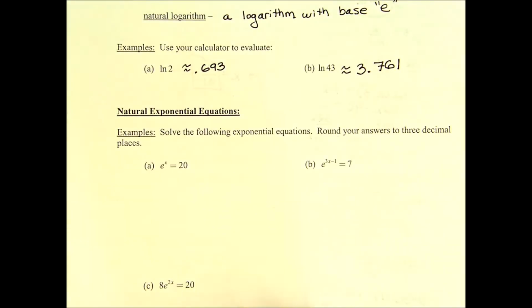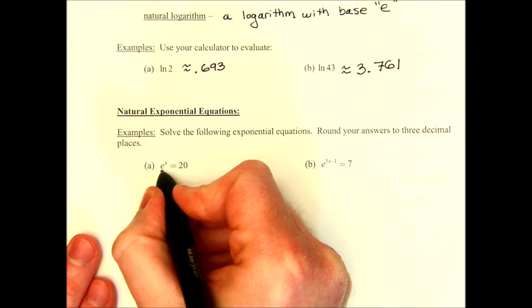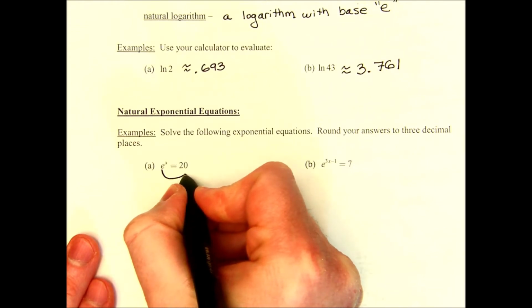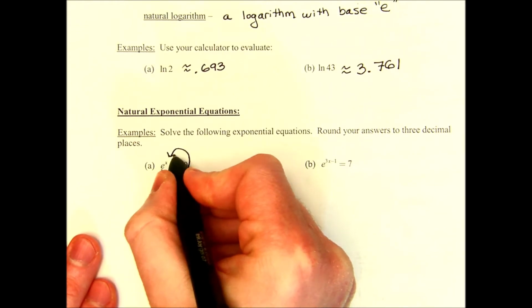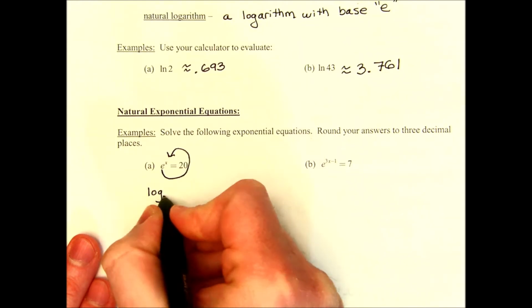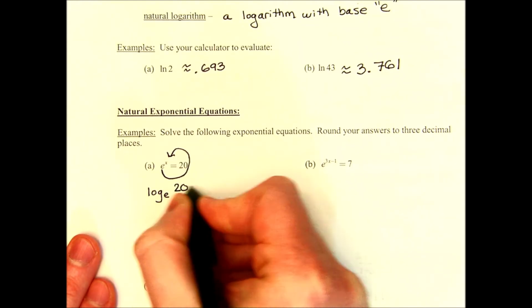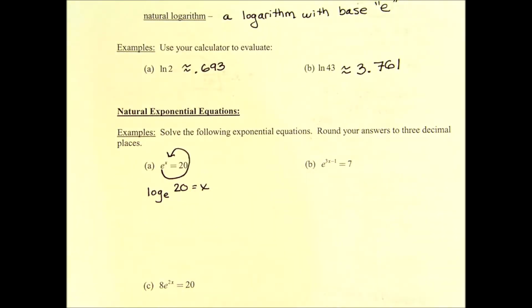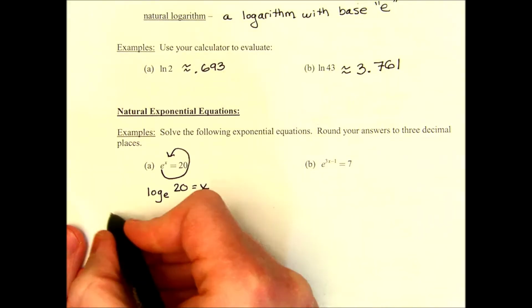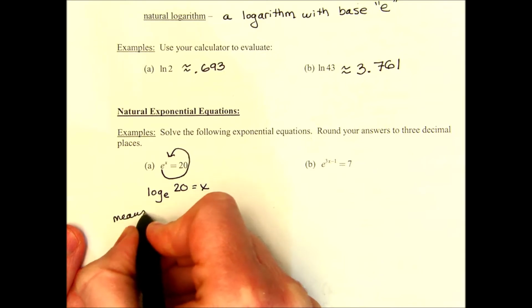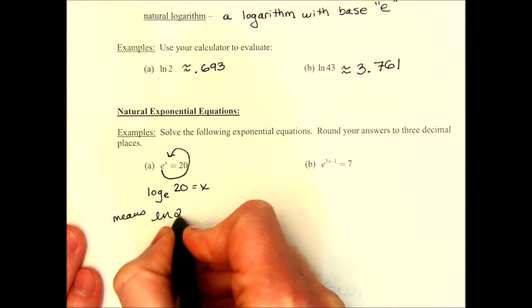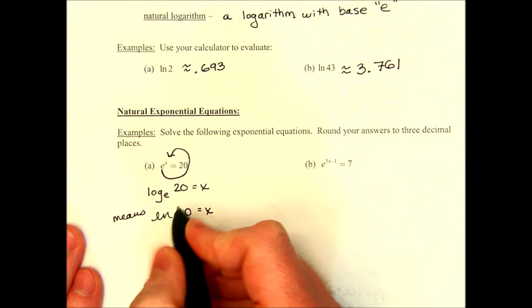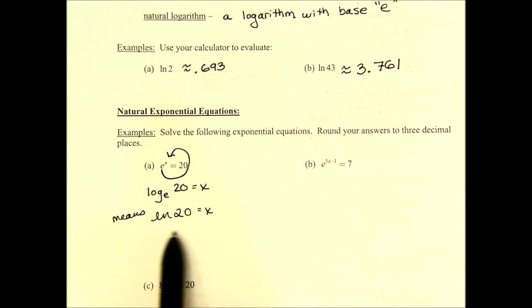Well, we're going to do exactly what we did in the last section and rewrite this problem in log form. Log base e of 20 equals x. But log base e of 20 is the same thing as saying the natural log of 20 equals x. So, we're just going to go to the calculator and type in the natural log of 20, and we should have our answer.